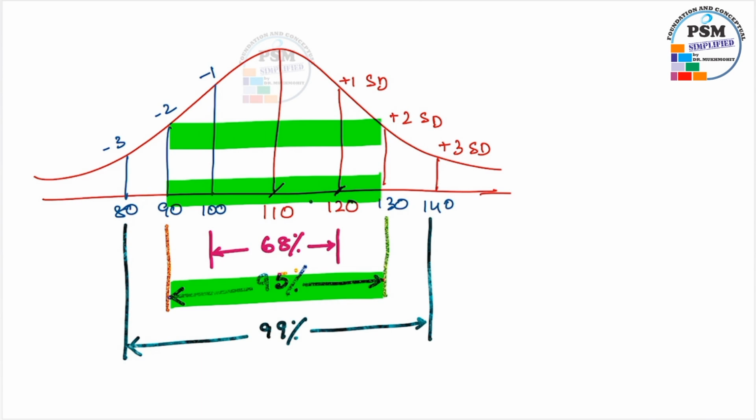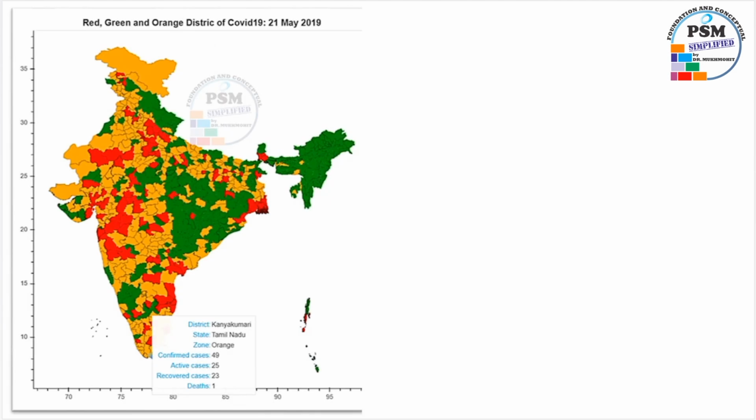You would also like to remember that between -1 and +1 SD, how many percent of the population? 68%. Between -2 and +2, we have 95, and between -3 and +3, we have 99% of the population lying.